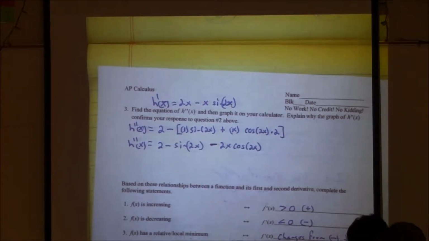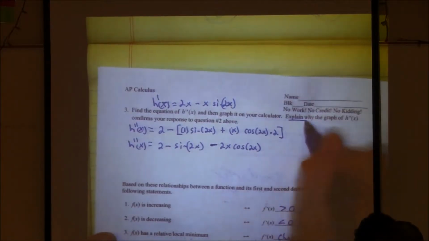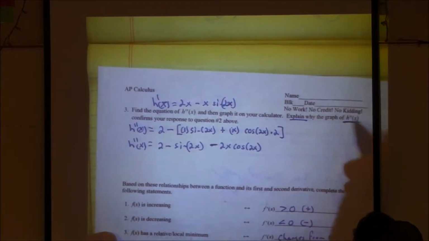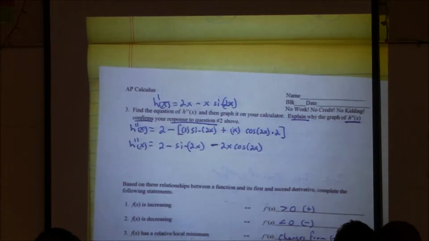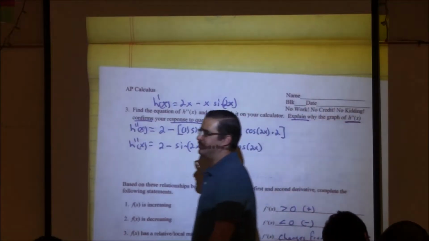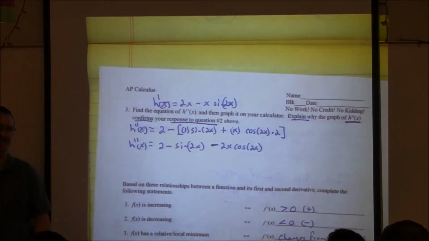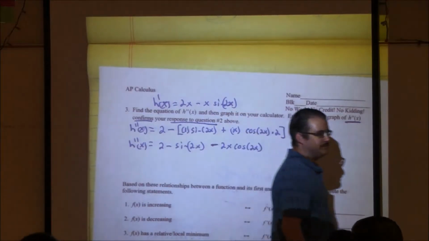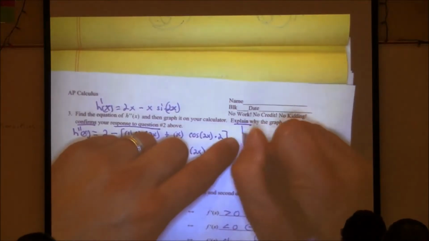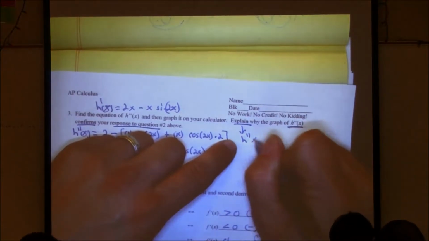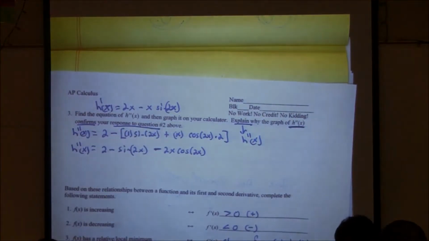And how are we going to explain how the second derivative confirms our response to question 2? How are we going to know that we truly have 5 points of inflection? What's going to happen on the graph of the second derivative? It's going to change from below to above. So h double prime of x has to equal 0, but it also has to what?